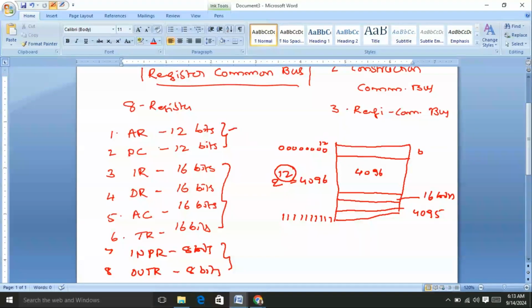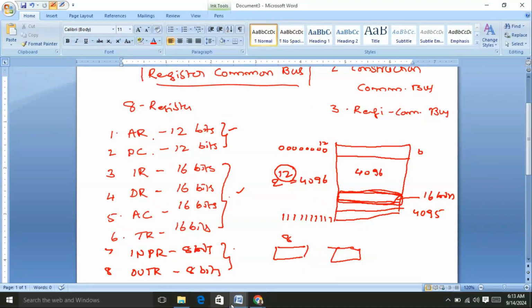Hence, the program counter, which holds the address of the next instruction, and the address register, which holds the address of the current executed instruction, have 12 bits. The remaining registers hold data and instructions, which are 16 bits in length. Hence, the 16-bit registers. The input and output registers hold only 1 byte. So 1 byte means 8 bits. So these are the 8-bit registers.